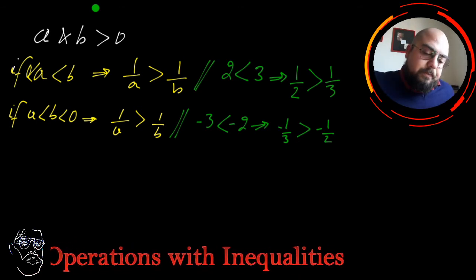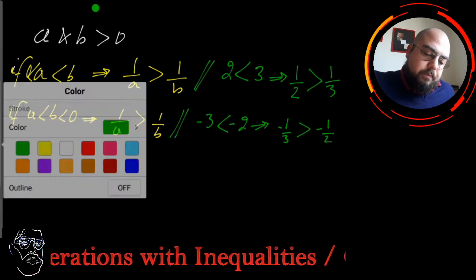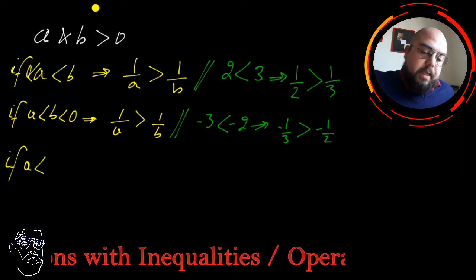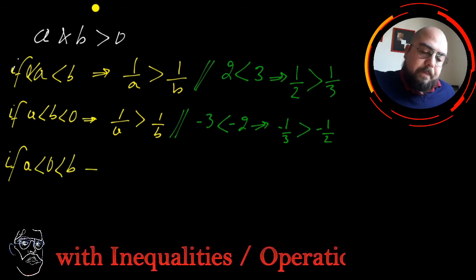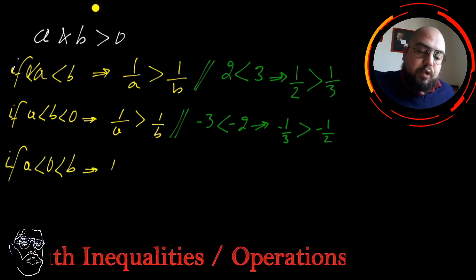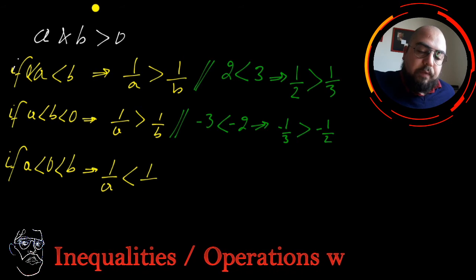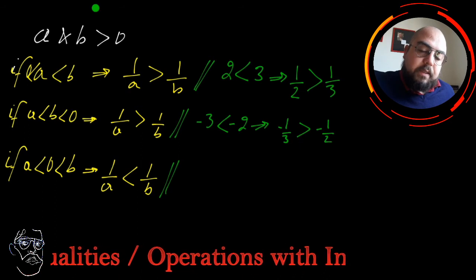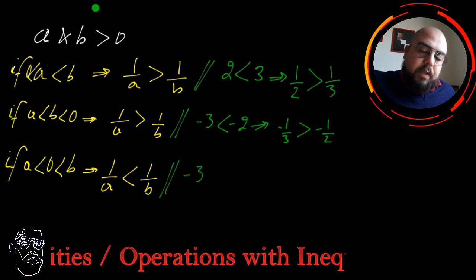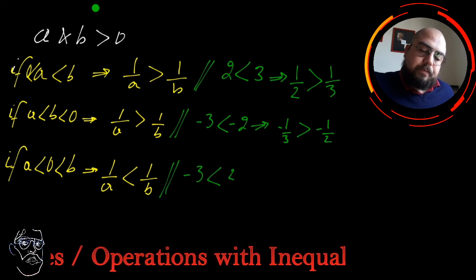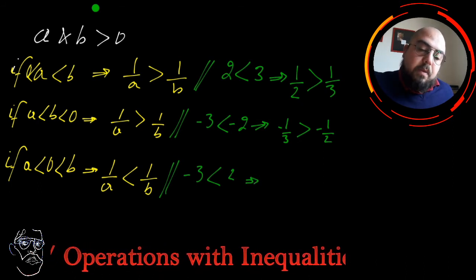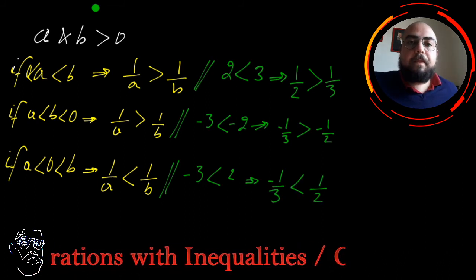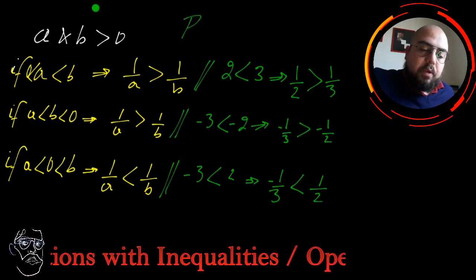And the last part, if A is negative while B is positive, what happens in this case? Of course 1 over A will remain smaller than 1 over B. It's simple. You will have, let's say, minus 3 is smaller than 2, which means that minus 1 over 3 will still remain smaller than 1 over 2. So this was the case of reciprocal.